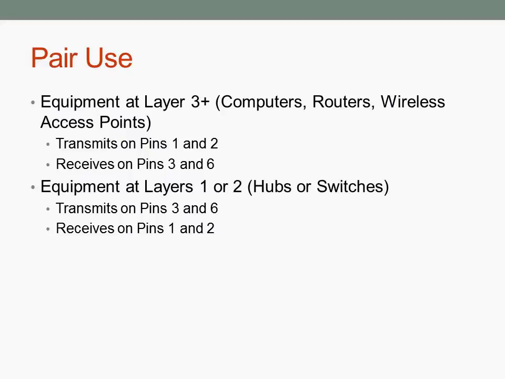Equipment on layers 1 or 2 will basically switch the transmitting and receiving pairs back and forth. So you have the router transmitting on pins 1 and 2, and the switch receiving on pins 1 and 2, which makes sense. That way the switch can receive the data being transmitted by that router.